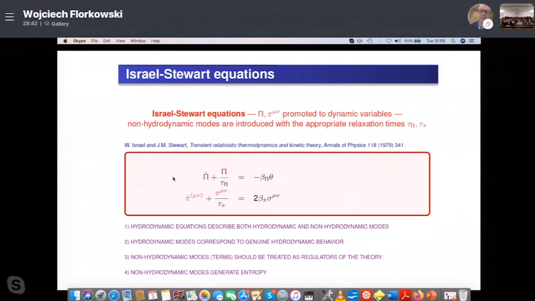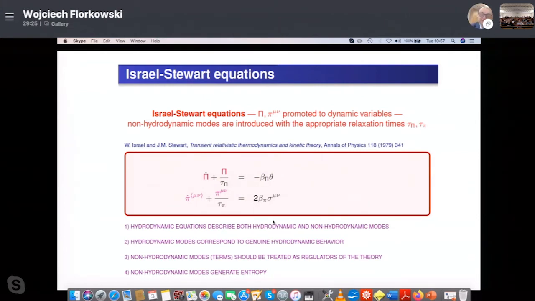And I repeat, because I think it's very important, that in Israel-Stewart hydrodynamics, which is now the basic relativistic hydrodynamic approach, the bulk pressure and the shear stress tensor are promoted to dynamic variables. So they are simply treated like temperature and flow. So there are additional equations. In addition to the conservation laws, there are additional equations which determine the dynamics of these quantities. So this is one point.